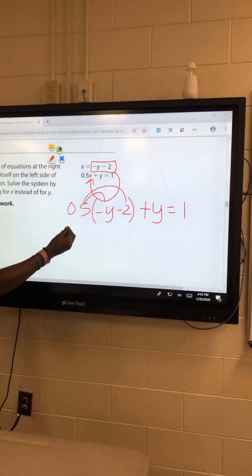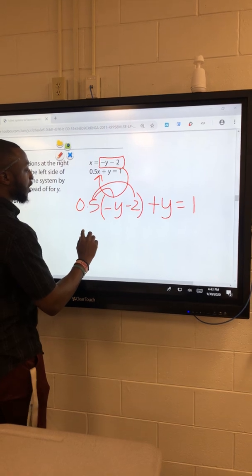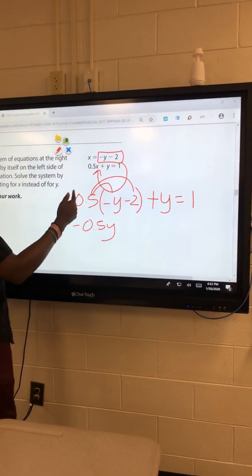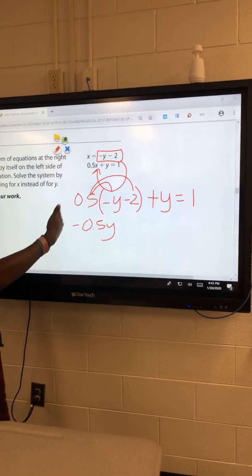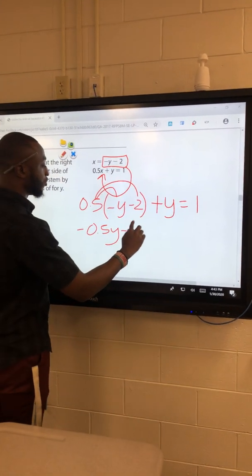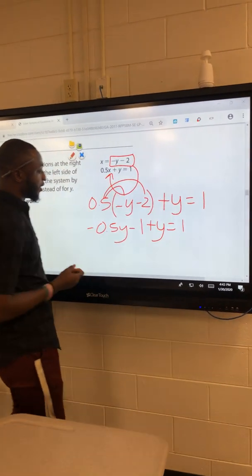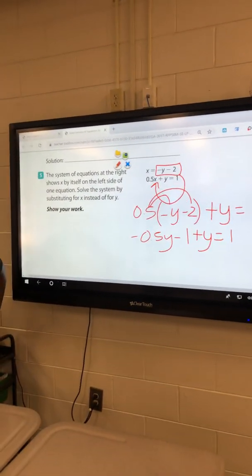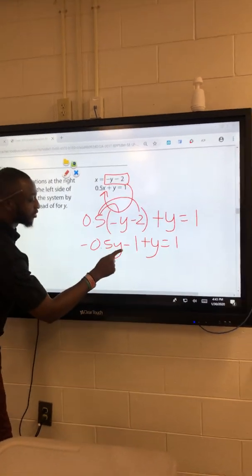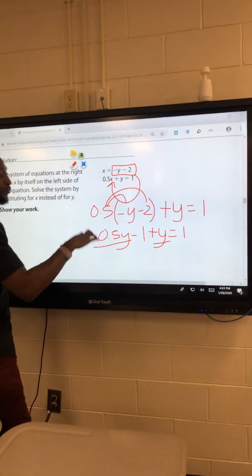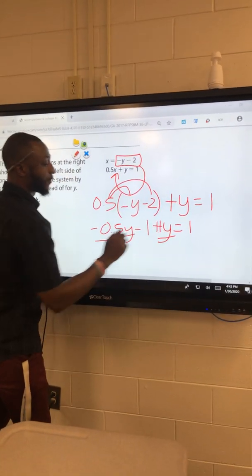So 0.5 times negative y is negative 0.5y. And 0.5 is half. So what is half of negative 2? That will be negative 1 plus y equals 1. I am almost there. I can combine like terms, this negative 0.5y and this y. This is like saying negative 0.5y and 1y.